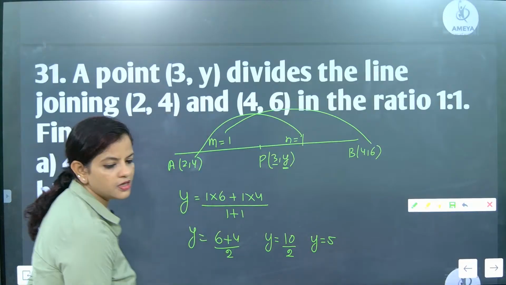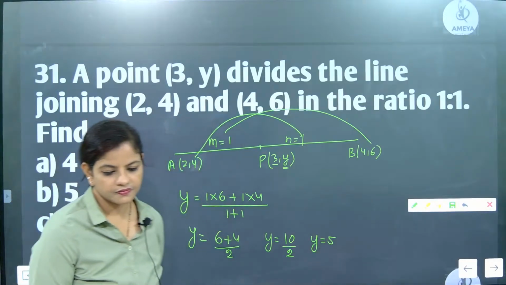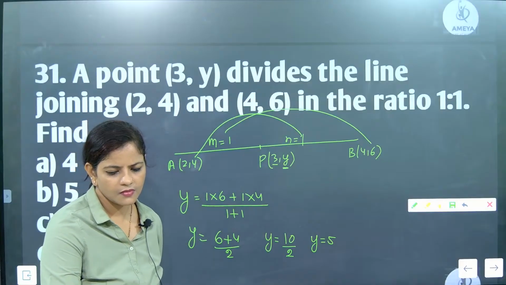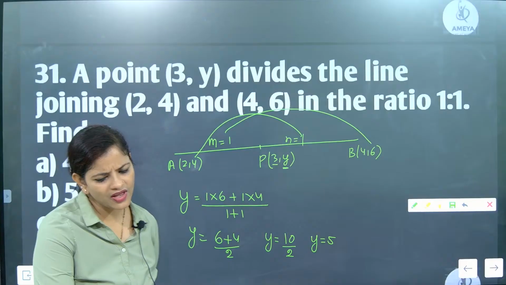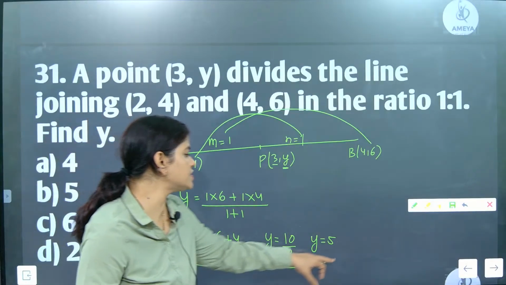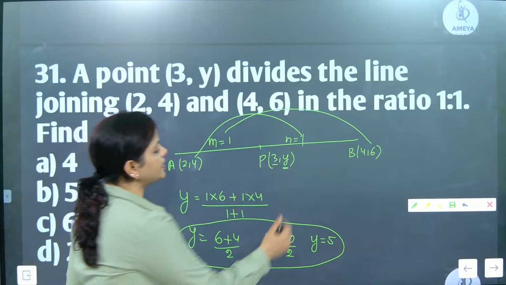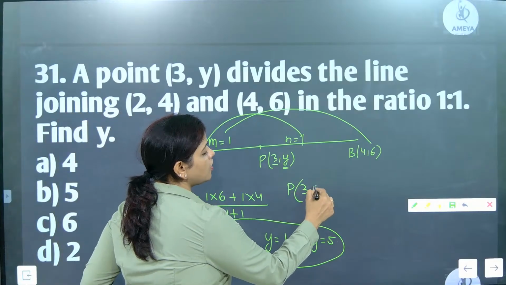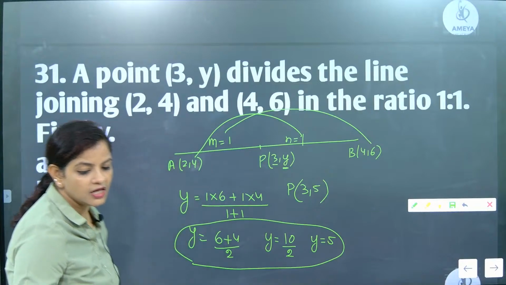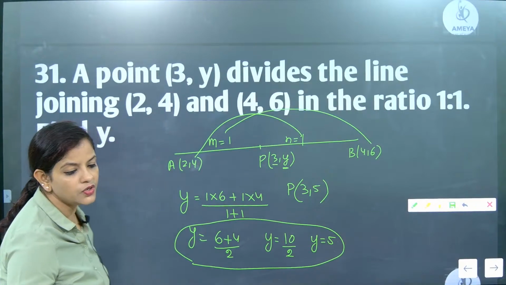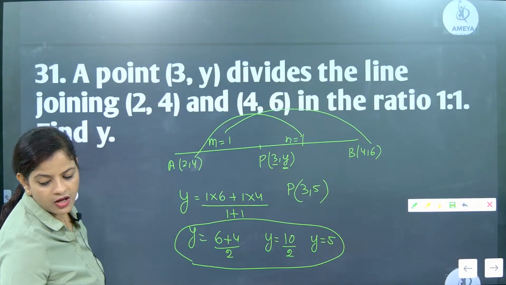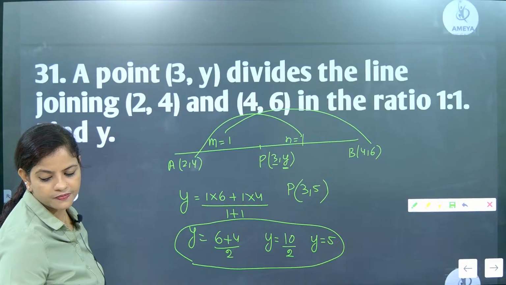So what is the point? Now look here. The y value is coming as 5. So our point P is coming out as 3 comma 5. Did you understand here? P point is coming as 3 comma 5. I hope you have understood here.